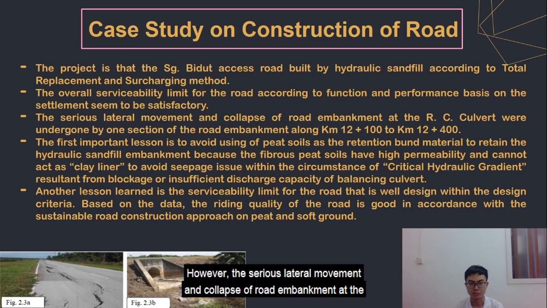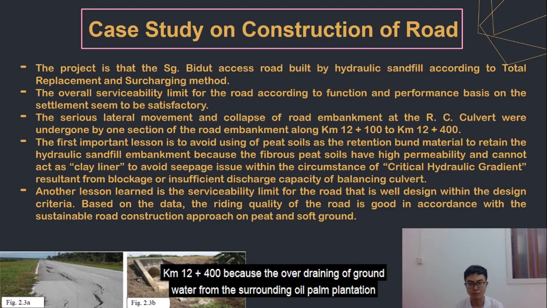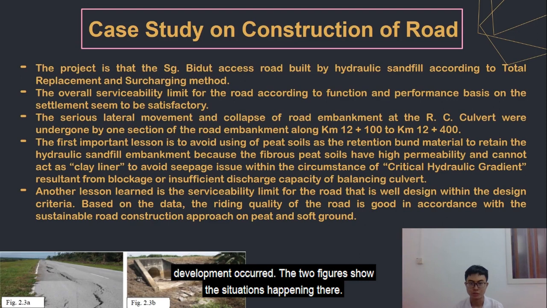However, serious lateral movement and collapse of the road embankment at the RC covered were undergone by one section of the road embankment along km 12 plus 100 to km 12 plus 400 because the overdraining of groundwater from the surrounding oil palm plantation development occurred. The two figures show the situation that happened there.